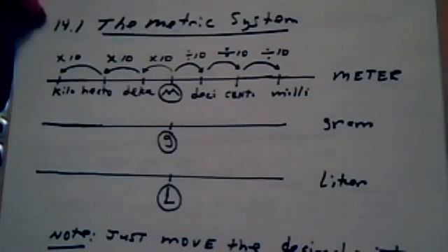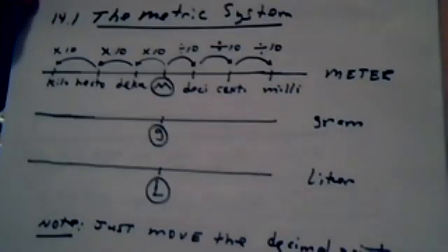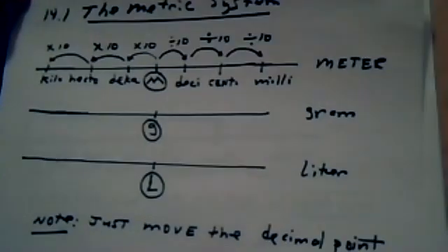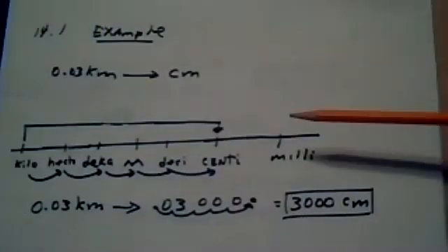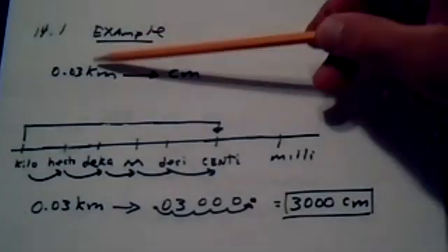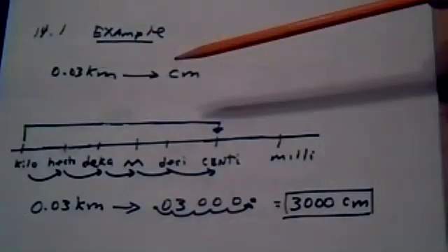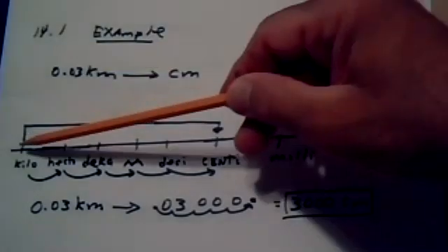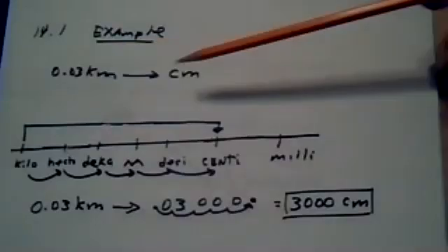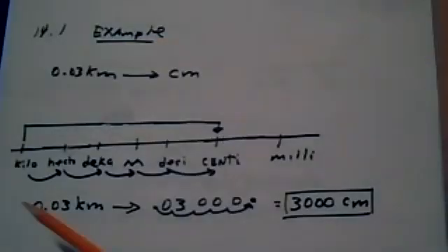So let's practice using the metric system. Here's the scale. We're working with the meter, right? So we would like to know what 0.03 kilometers equals in centimeters. So locate where you are. We're at the kilometer place, and we want to go all the way to the centimeters. So we're going to have to move 1, 2, 3, 4, 5. There are 5 hops. So this decimal is going to hop 5 times. This is the new location of the decimal. So 0.03 kilometers equals 3,000 centimeters.